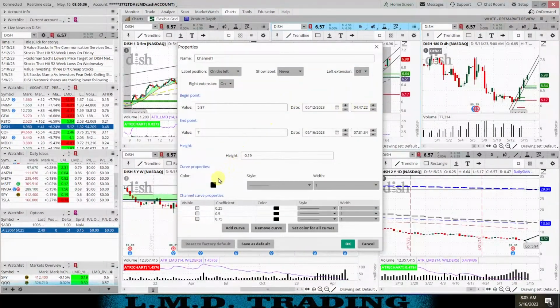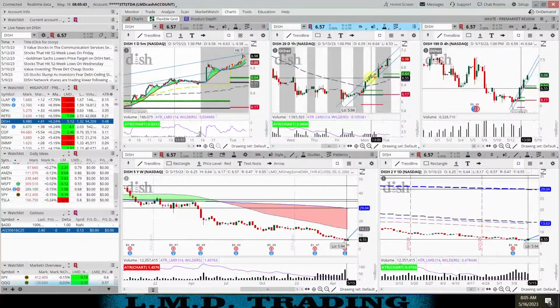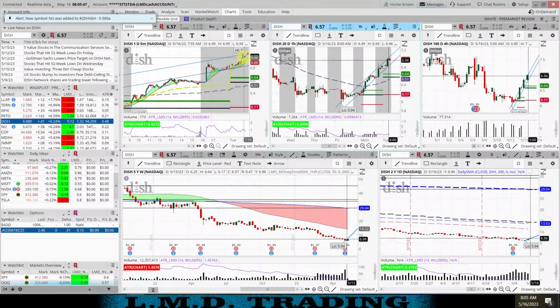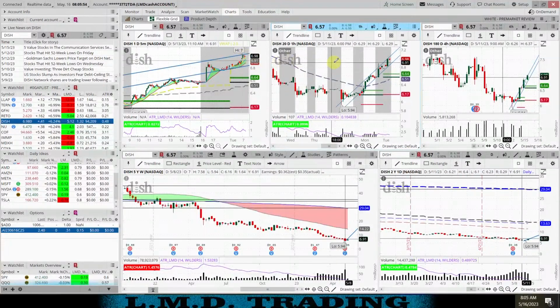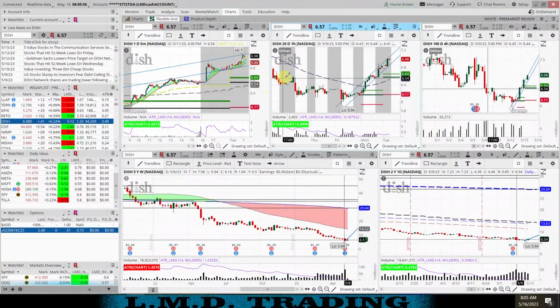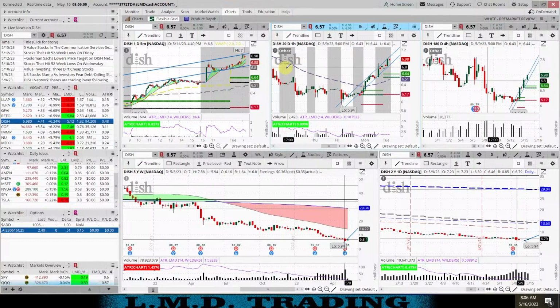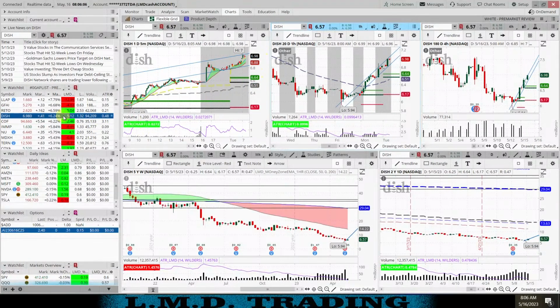Edit. Come over here, change that to the blue. So that's the hourly up channel. Come over, look at the intraday chart. Look at how perfect that lines up, right up there to $7. $7 is right at the top. That's what I like to see for my confirmations when I'm drawing my channels. But I like this picture. This is a nice picture right there.